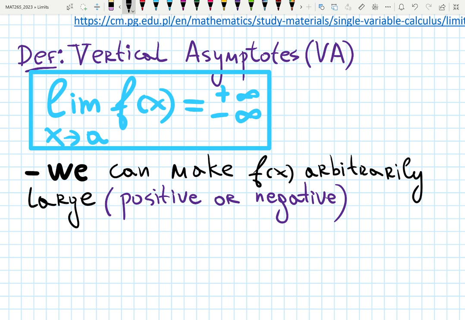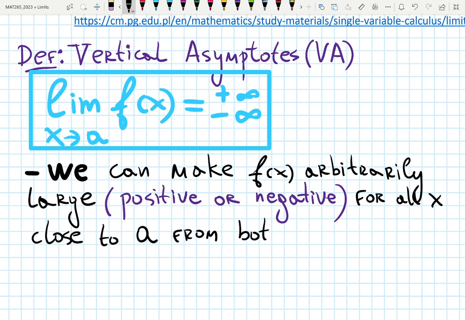As, so for all x that are close to a from both sides. From both sides. But also x cannot be a. It's not defined.